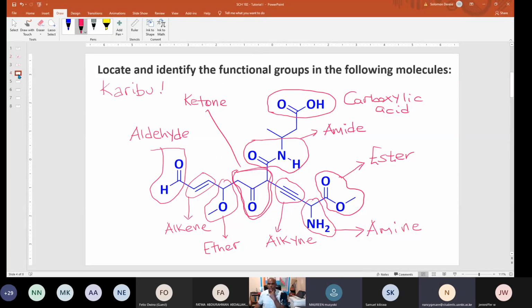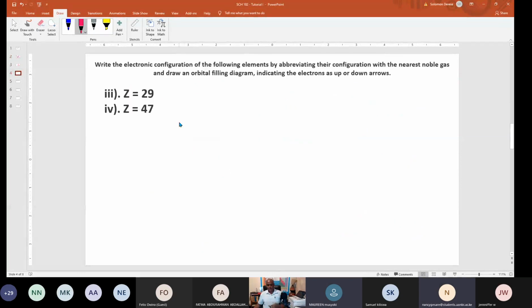Okay. So let me look at one problem. This one is on electronic configuration. It says write the electron configuration of the following elements by abbreviating their configuration to the nearest noble gas and draw an orbital filling diagram indicating the electrons as up or down. So let me first look at the electron configuration of the element with an atomic number of 29. Z is equal to 29.